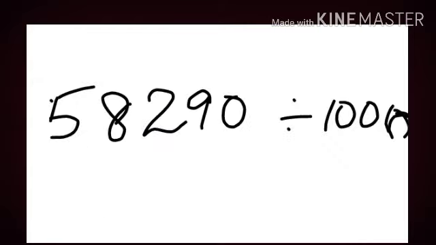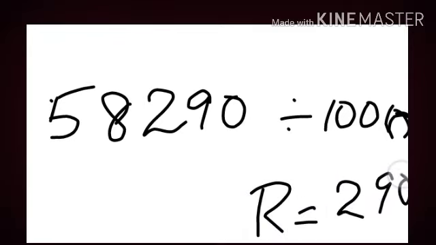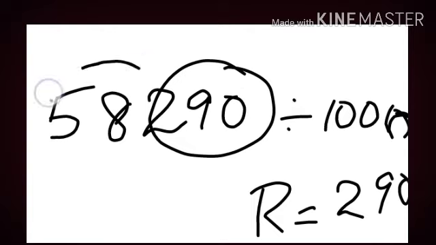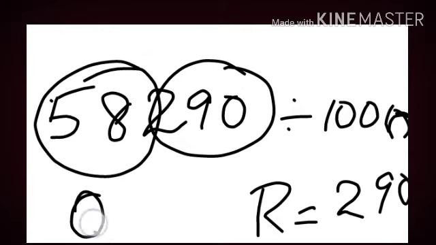The next property. Here we have 3 zeros, 1, 2, 3 zeros. So from the given number, the ones, tens, hundreds, all the three places are the remainder. So the remainder is 290. The remaining everything is the quotient. So just you can remember this.